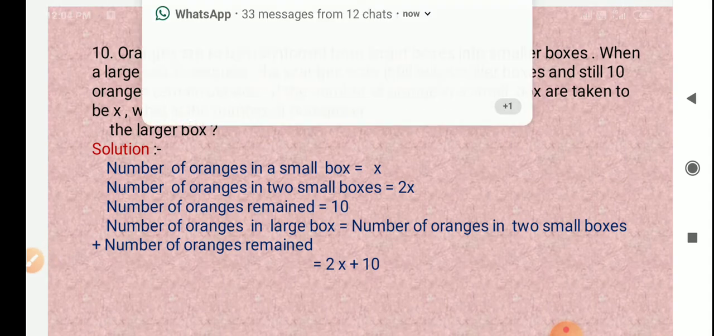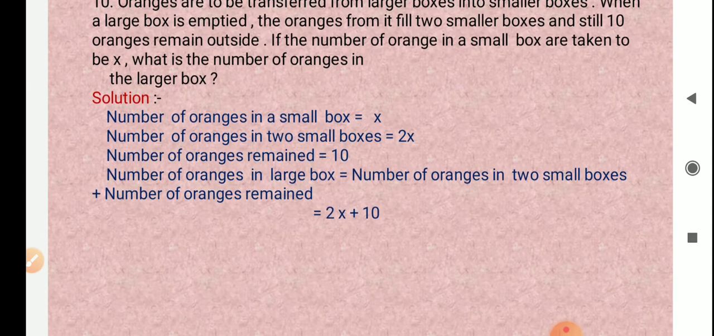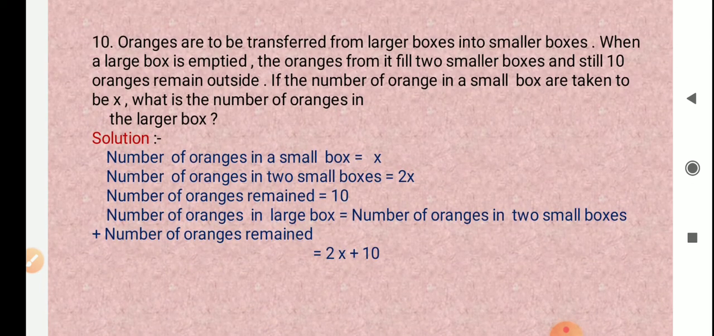Oranges are to be transferred from larger boxes into smaller boxes. When a large box is emptied, the oranges from it fill 2 smaller boxes and still 10 oranges remain outside. If the number of oranges in a small box is taken to be x, what is the number of oranges in the larger box? So let's see the solution of this example.